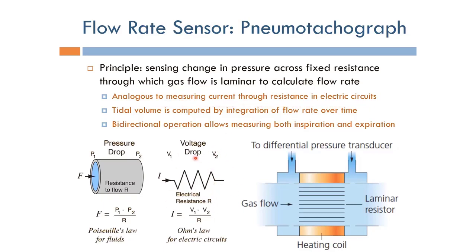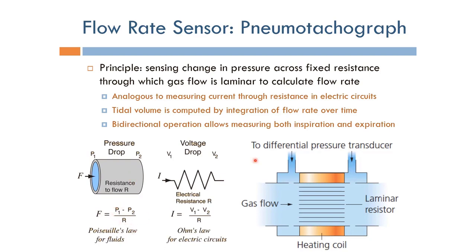For example, here, if you would like to measure the current, we know the resistance, and if we know the voltage drop, we can compute the current as the voltage drop over the resistance. This is Ohm's law in electric circuits. This is exactly equivalent to having a pipe like this, with a pressure drop of P1 minus P2 and the known flow resistance of R.